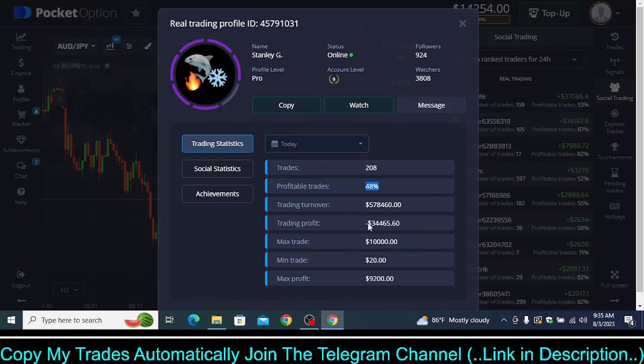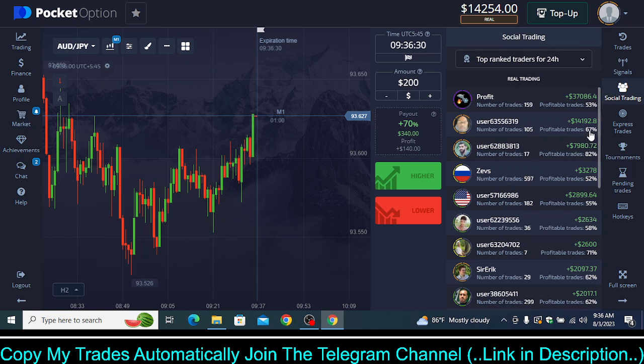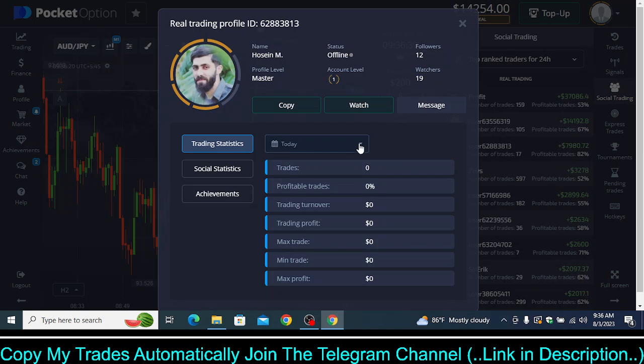Okay, and you will also copy him according to the amount that he is investing, and you may also suffer this kind of loss. Here you can see today his loss was $34,465. Okay, so here you can see 67% profitable trades. If you see this kind of profitable percentage of the trade, okay, then you can try to copy it, but you may suffer loss because they may be trading on that style where minimum trade is low and maximum trade is high. Okay, you should never copy this kind of account.